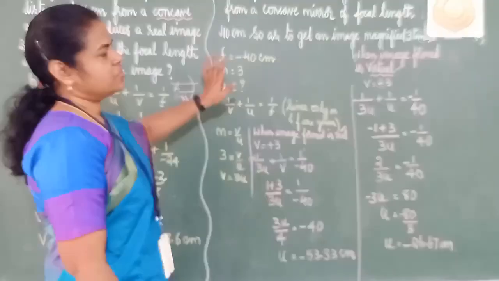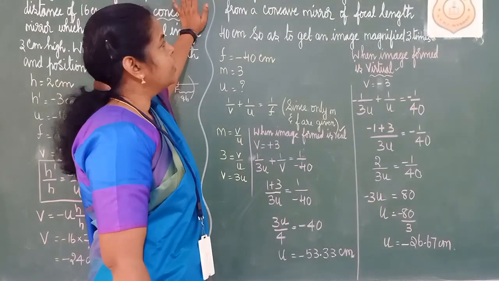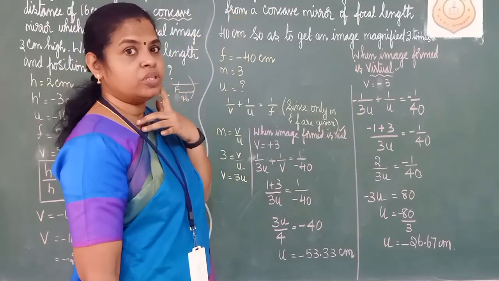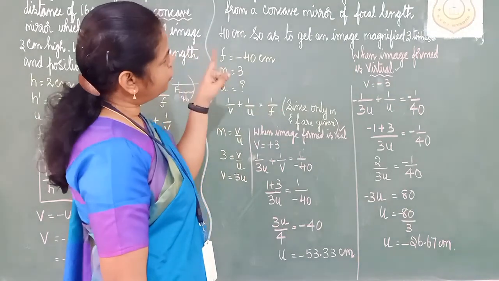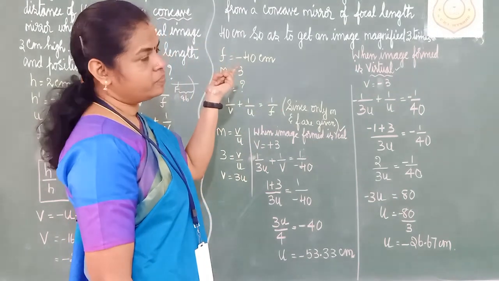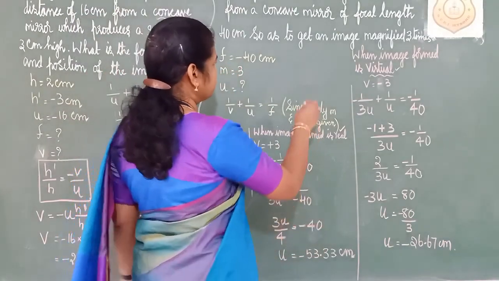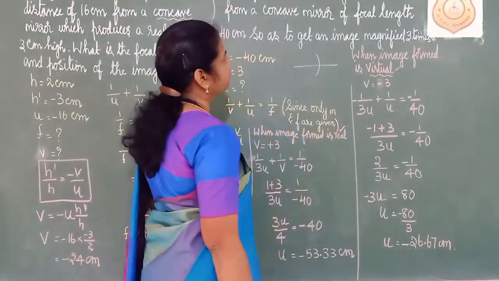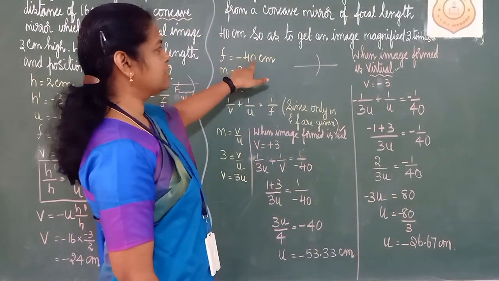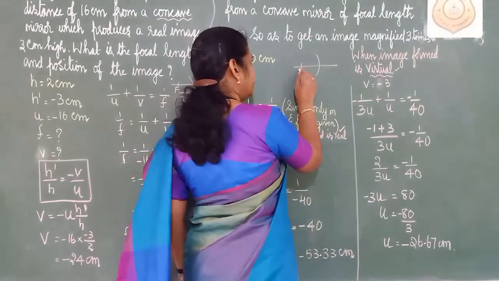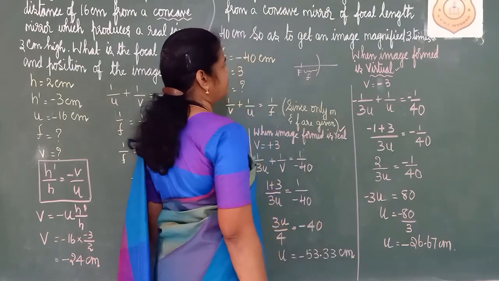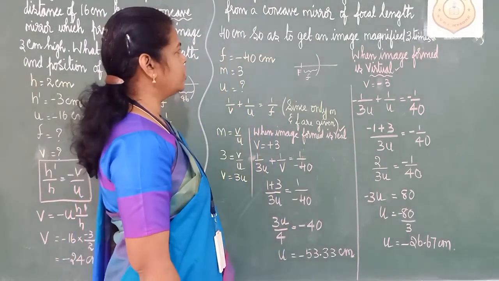So the last problem in mirror. How far should an object be held from a concave mirror? We don't know the object distance now. Concave mirror, of focal length they have given: focal length is equal to 40 centimeters. As it is a concave mirror, F will come here. So automatically we know that F is equal to minus 40.